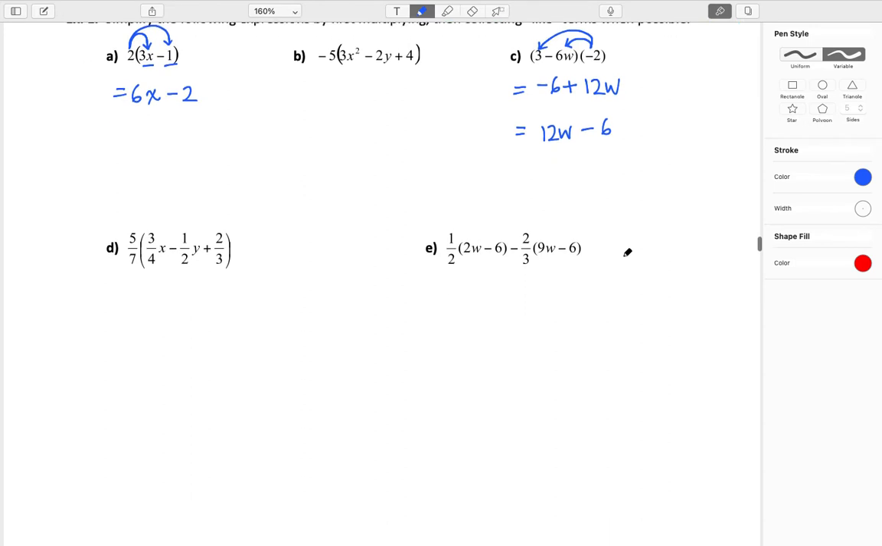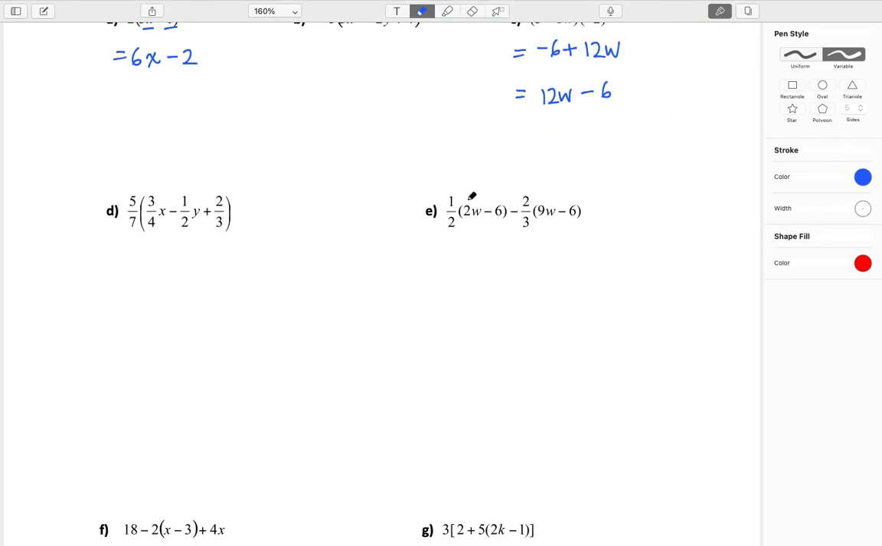So it will be 12w minus 6, in order. Okay. Now, what about letter E? It looks like we have 2 houses. So 1/2 will be distributing, handshaking with 2w and -6, but not with the other house. Why? Because 1/2 is only in front of this house. And then we have -2/3, which will be doing distributive property with 9w and then -6, because -2/3 is only in front of that house. So whatever's in front of the bracket, that's what you're going to multiply.